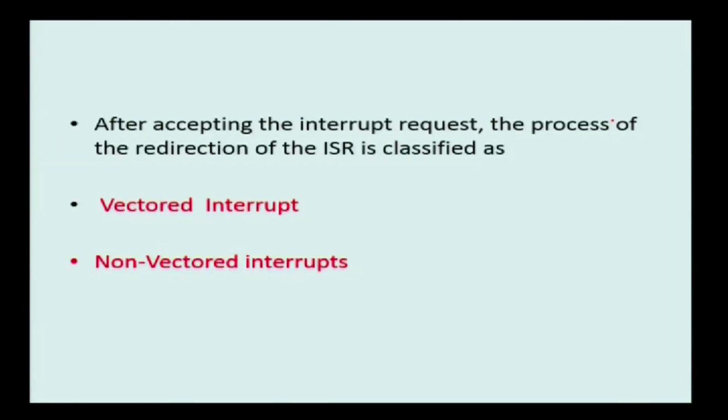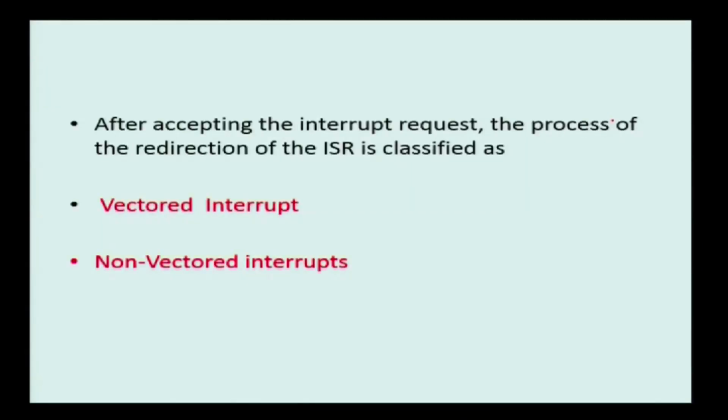So, once the interrupt is requested, what is the function of the processor? The processor completes its current work, then it has to switch over to the subprogram or interrupt service routine. Before switching over, it has to know the address where to switch over. Based on whether the address is known or unknown, it is classified as vector address or non-vector address.